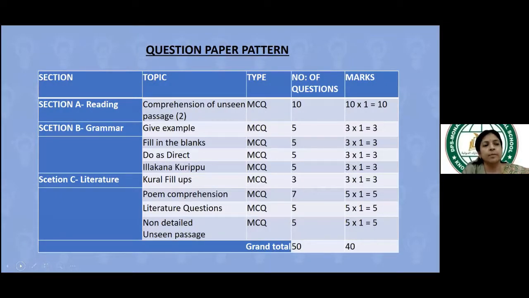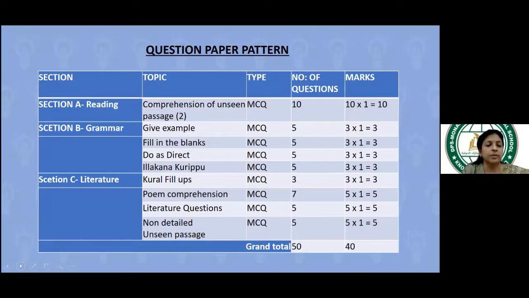This is the question paper pattern for grade 10. We have 3 sections. Section A, reading. It contains 2 comprehension of unseen passage. One passage is from the literature, another will be an unknown passage, 10 marks. Section B, grammar. Give example, fill in the blanks, do as direct, Ilakana Kurippu. All has 5 questions each. Only 3 questions are required to be written. So there are 2 questions of internal choices for each topic.